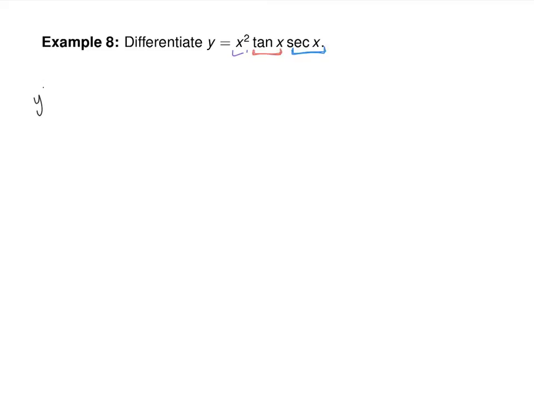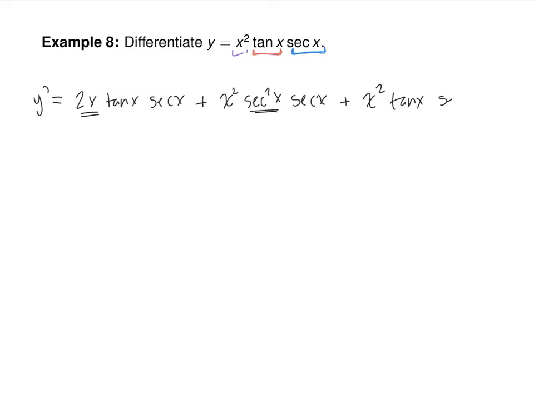So y prime will equal, so differentiate 1 at a time. In your first iteration, which one should you differentiate? x squared. So 2x, tan x is left alone, secant x is left alone. Plus, who gets differentiated next? Tan x. So x squared, secant squared, secant x. So this one. And on the last one, who gets differentiated? And secant's derivative was secant x tan x. Okay.